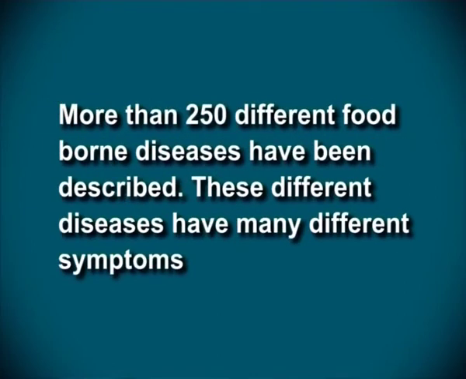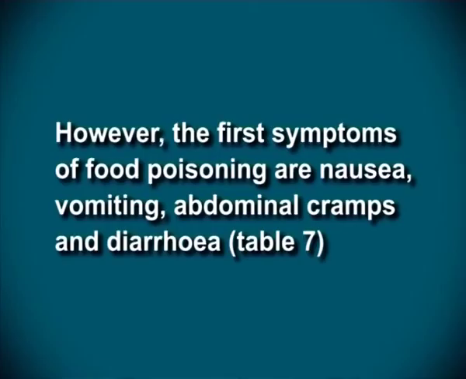year. More than 250 different foodborne diseases have been described. These different diseases have different symptoms. Hence, indicating specific symptoms of foodborne illness would be difficult. However, the first symptoms of food poisoning are nausea, vomiting, abdominal cramps and diarrhea. These are listed in Table 7.